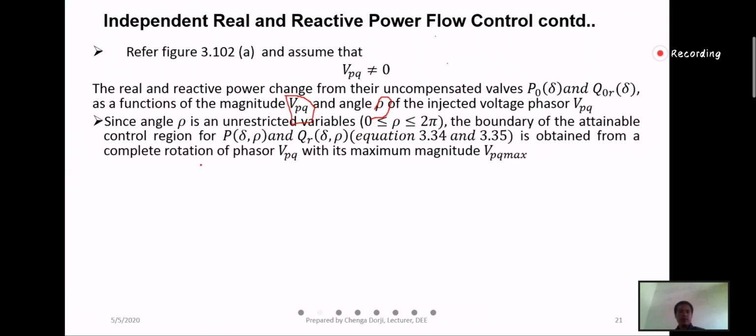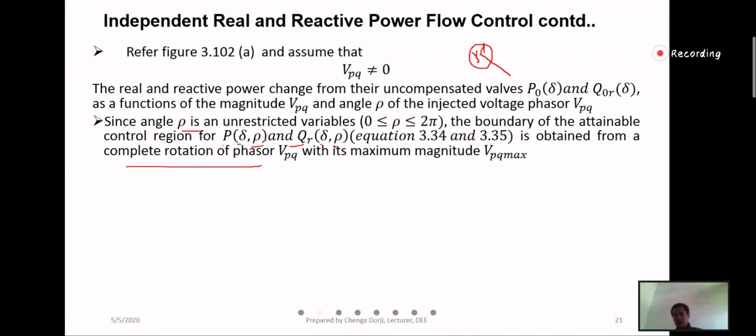Since another point, you get this rho is an unrestricted variable, it can vary from 0 to 2 pi, meaning 360 degrees, a circle. So it is the boundary of the attainable control region for P at del and rho and Q at del and rho. Equations 3.34 and 3.35 are obtained from the complete rotation of the phasor VPQ. So complete rotation means you can have this circle. With VPQ as radius, you can have this.